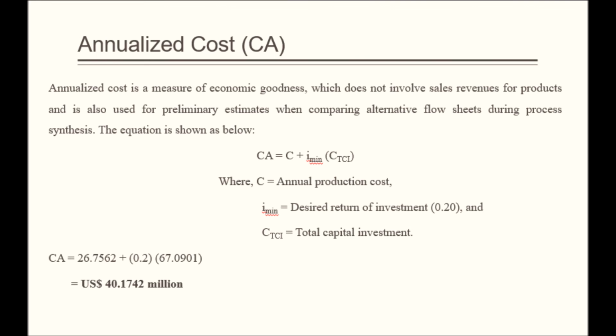Lastly, the annualized cost is a measure of economic goodness which does not involve sales revenues for products and is also used for preliminary estimates when comparing alternative flow sheets during process synthesis. In the production of glycerol carbonate, the annualized cost is approximately 40 millions.